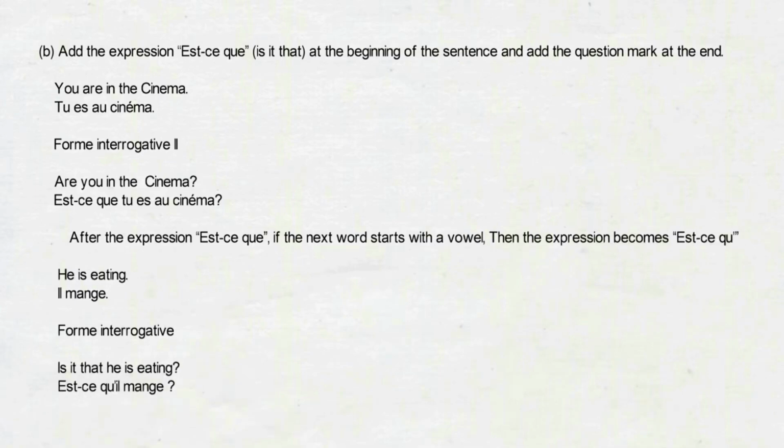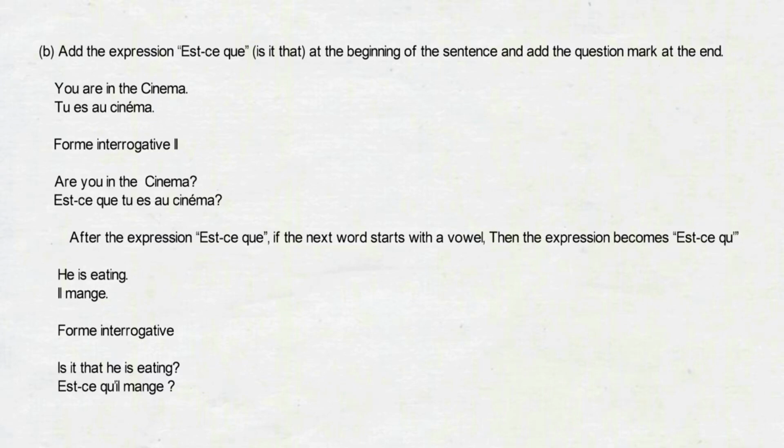The second form is to add the expression est-ce que, which means is it that, at the beginning of the sentence and add the question mark at the end. For example, you are in the cinema. Then the question form will be est-ce que vous êtes au cinéma. It means, is it that you are in the cinema?